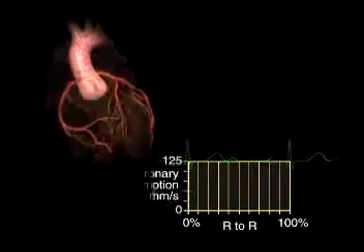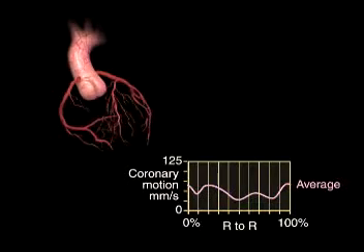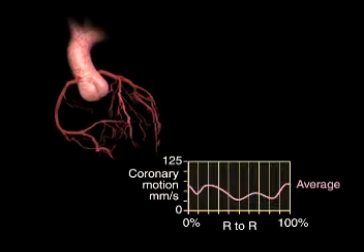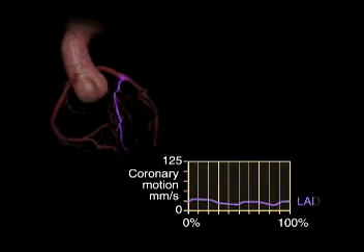The y-axis describes coronary velocity in millimeters per second. Using these measurements, a graph describing the average motion of all of the coronary arteries can be plotted. Breaking this down into individual arteries, we find that the LAD is the slowest moving and therefore easiest to image.